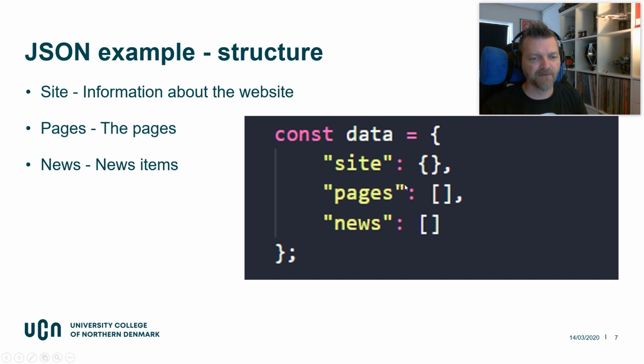For news, we have news items, and it's the same deal. The key, the colon, which says, okay, the key is done for now, and then the content. In this case, also an array, because we have more than one news item. As I said, the curly brackets are for objects. The square brackets are for arrays. So that's a list of objects.